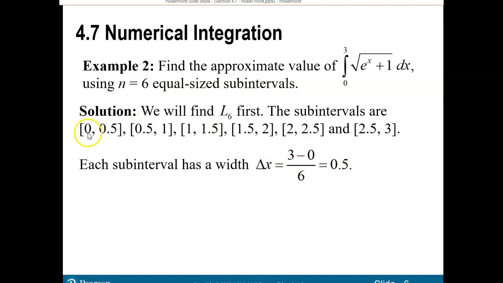So you start at a, move over 0.5. That's your first subinterval. Then pick up where you left off at 0.5, move over another 0.5. So it's from 0.5 to 1 is the second. From 1 to 1.5 is the third. From 1.5 to 2 is the fourth. From 2 to 2.5 is the fifth. And from 2.5 to 3 is the sixth. So there's 6 little pieces. It's like dividing your x-axis up into those little sections.